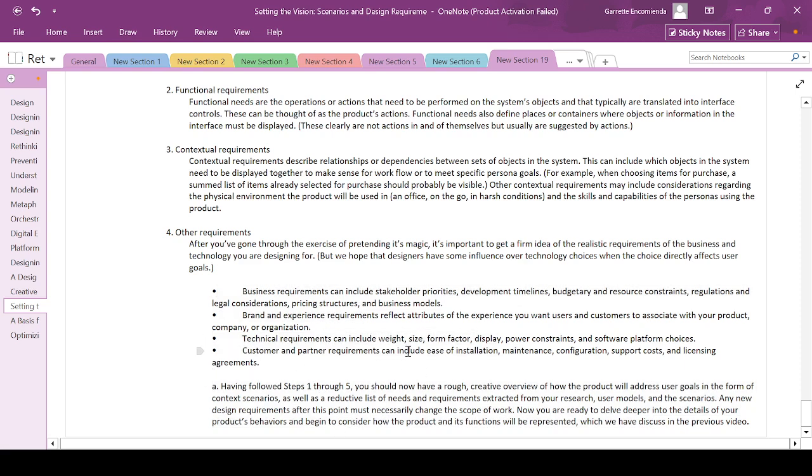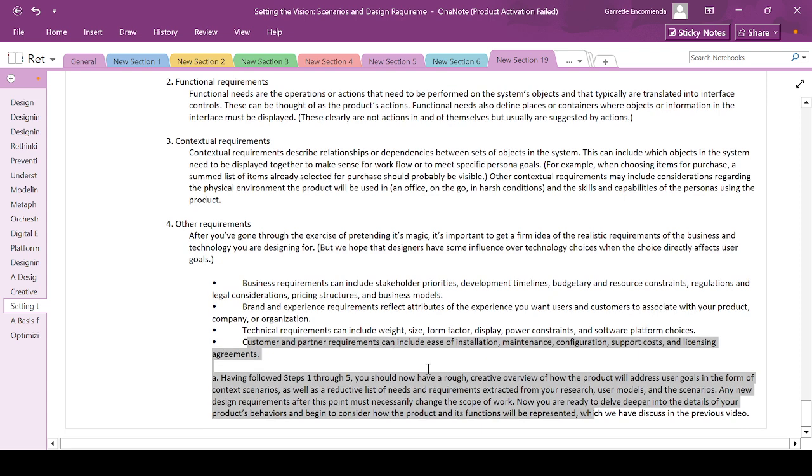Technical requirements can include weight, size, form, display, power constraints, and software platform choices. We discussed this in the previous video in industrial design. Customer and partner requirements can include ease of installation, maintenance, configuration, support costs, and licensing agreements.